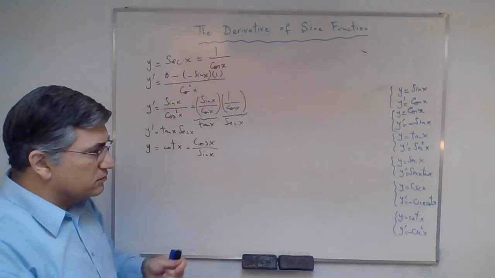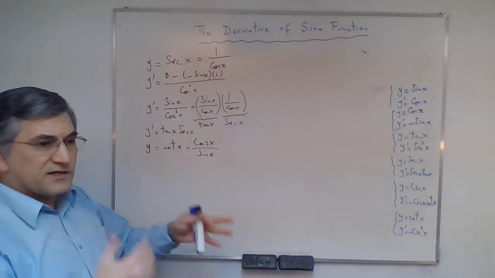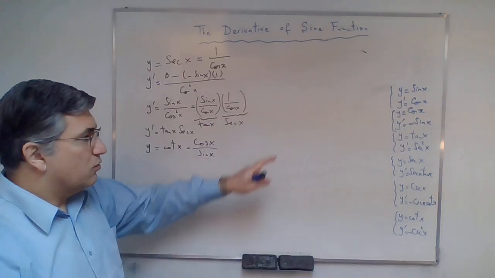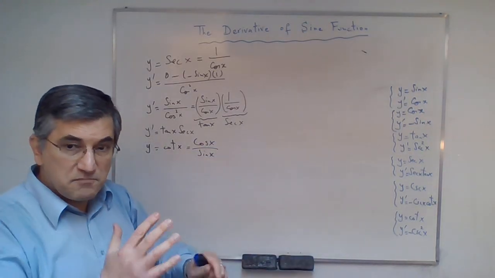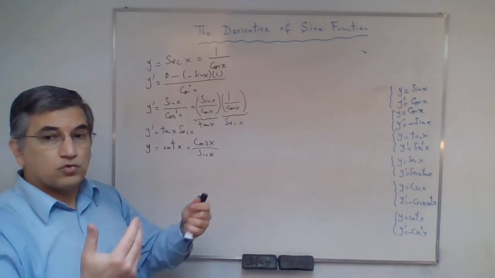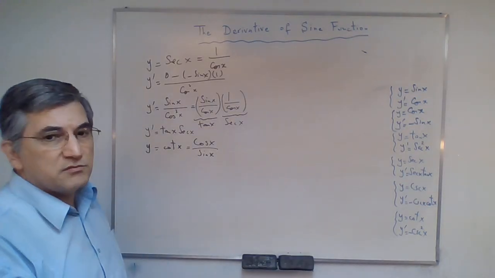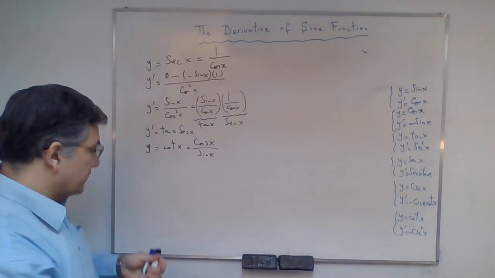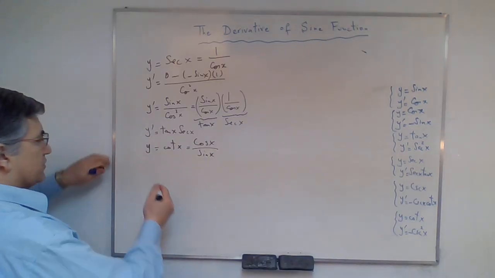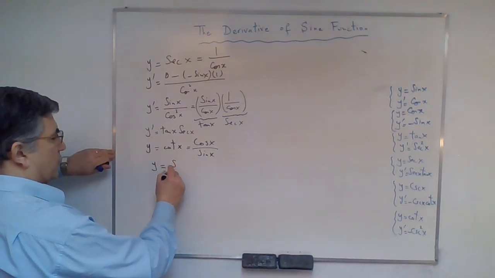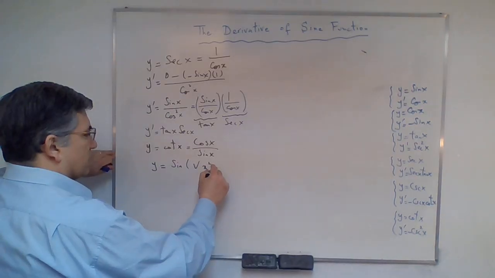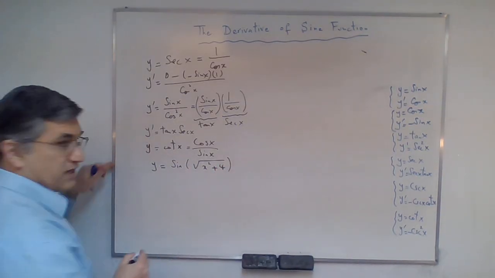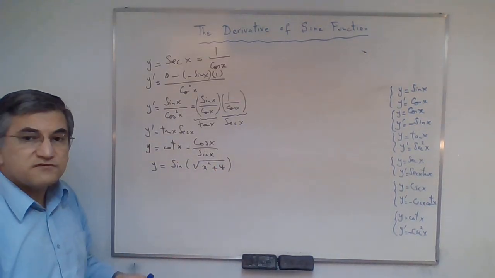Now I want to combine the chain rule with these 6 trigonometric derivative formulas. I want to combine them and come up with shortcut formulas for you, which will be very handy in the future. So let me put it this way. If you have y equals sine of, let's say, square root of x squared plus 4, how would you find the derivative of this function?